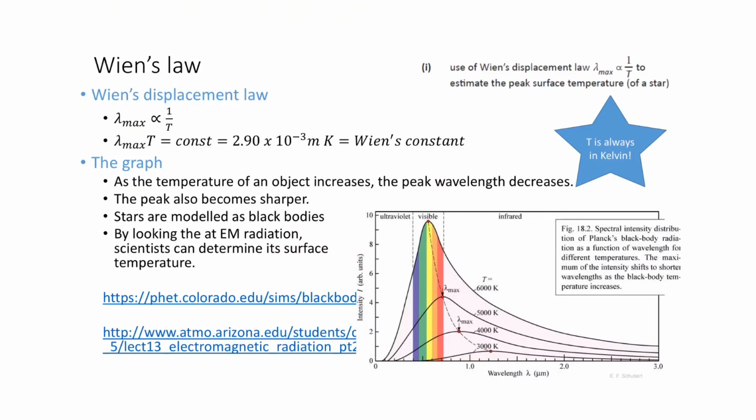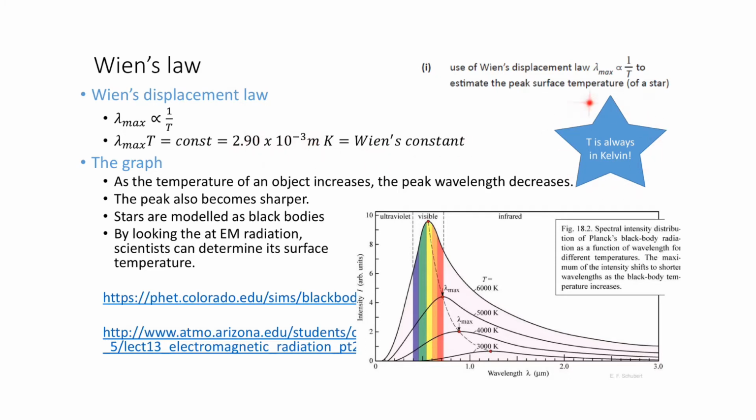So let's just focus on Wien's law, which was one of the main foci of the lesson. The idea that lambda max is proportional to 1 over T. So where T is the temperature, and lambda max, that's the maximum wavelength at a given temperature. And what he said is if you multiply those two together, lambda max T, you get a constant. And that constant is then known as Wien's constant.